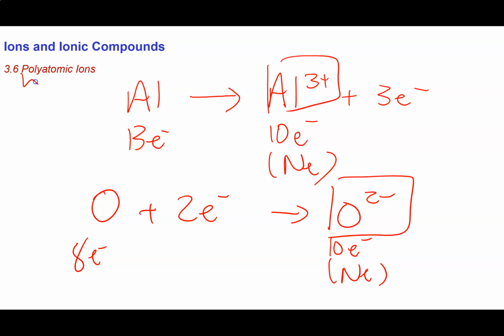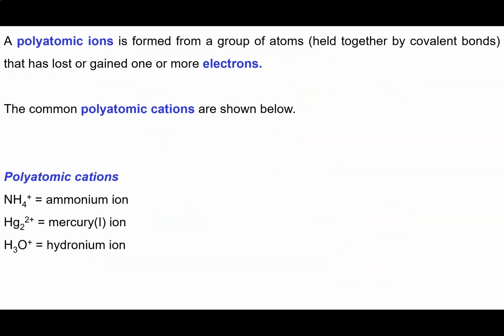What we're talking about in section 3.6 are polyatomic ions. Polyatomic ions are things that have an electrical charge, that's why they're called ions, that are composed of multiple atoms. So a polyatomic ion is formed from a group of atoms that are held together by a covalent bond, or by multiple covalent bonds perhaps, that has lost or gained one or more electrons.